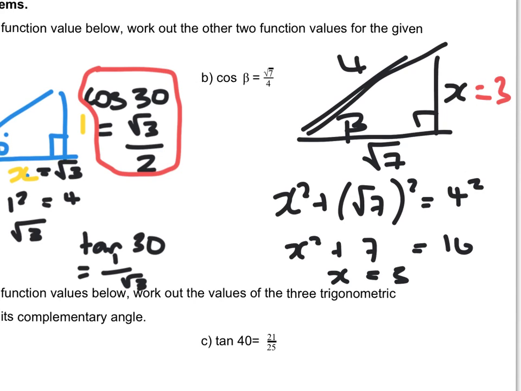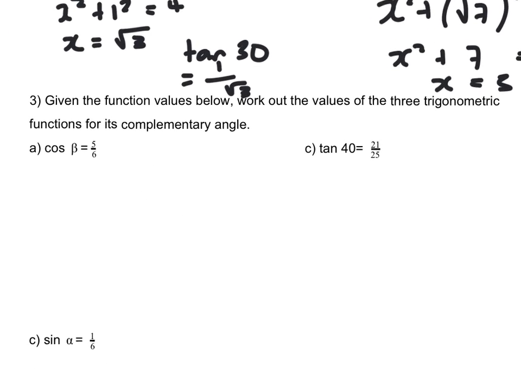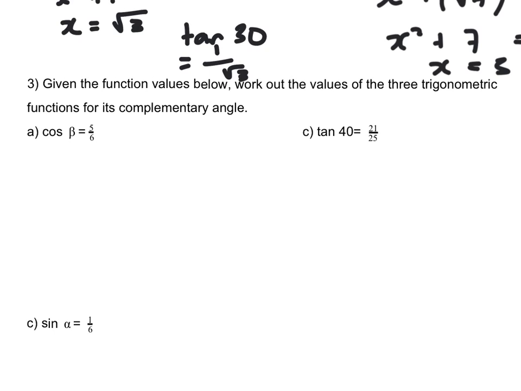Let's move down to the next couple of questions. So this one again, we have to work out the 3 trigonometric function values for its complementary angle. So this is tricky, okay? So here, we're given a value for the angle beta. Now we're going to look at the angle 90 minus beta.